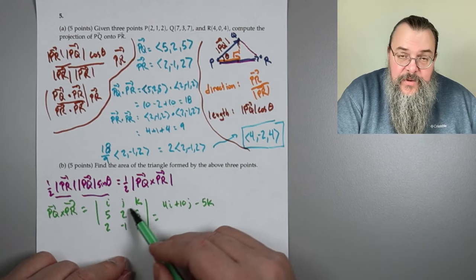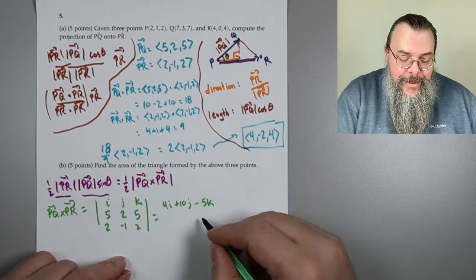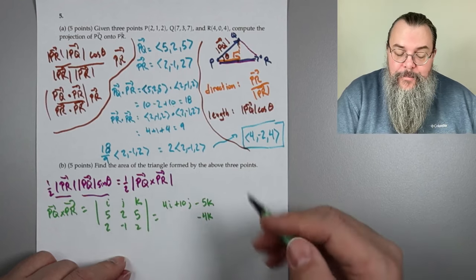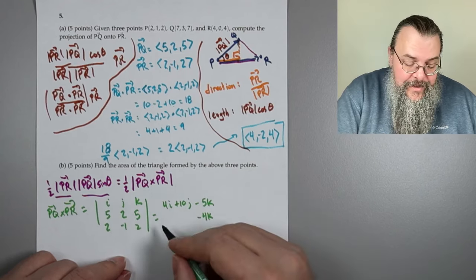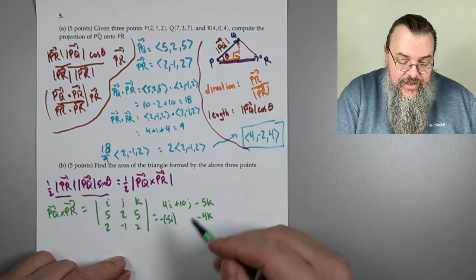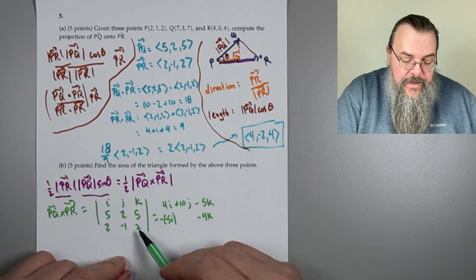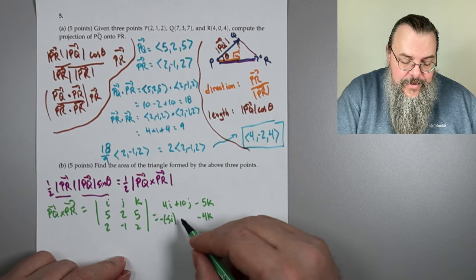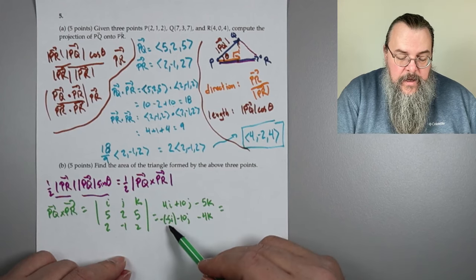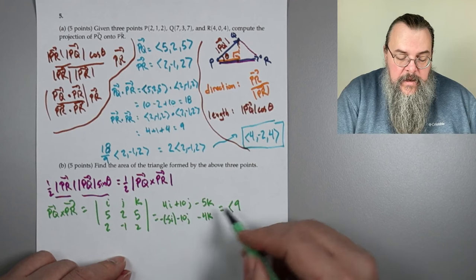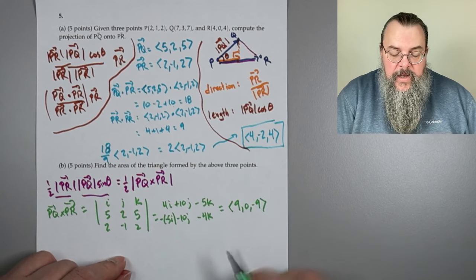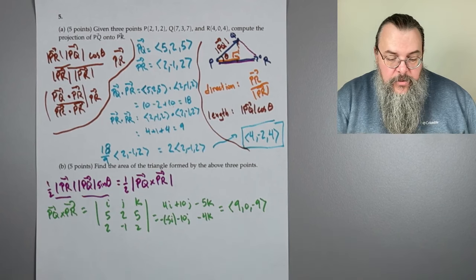Other direction. 2 times 2 times k is 4k, but subtract it, minus 4k. Minus 1 times 5, wrap around, times i, minus 5i, but we're subtracting it. So when you subtract it, it'll end up being a plus. And 2 times 5 times j, that's 10j. But what's happening here? We're going to subtract that, so we're going to subtract 10j. And lo and behold, what do we get? 4 plus 5 makes 9. 10 minus 10 makes 0. And then we have minus 9. All right, cool.